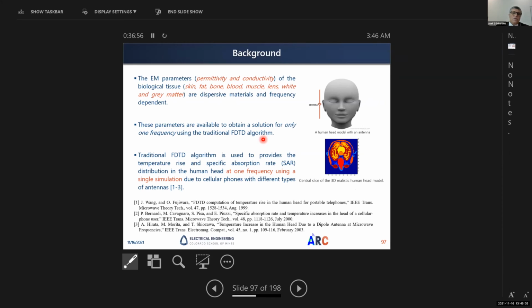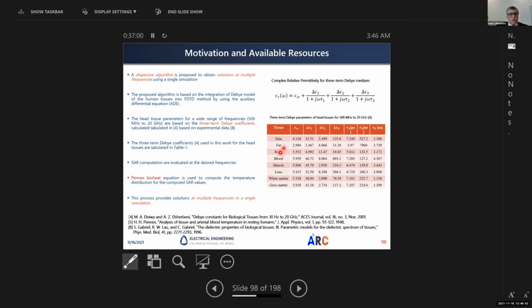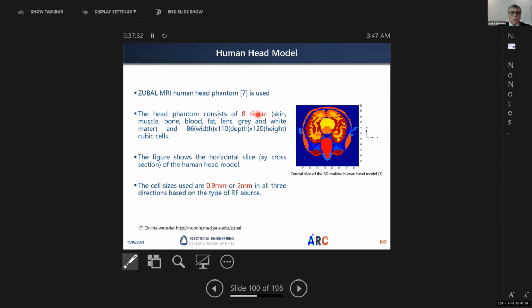And in addition to the electromagnetic simulation, we also use another equation called Bioheat equation, in which we can calculate the specific absorption rate being absorbed in the human head. And from this SAR, we can calculate the temperature inside the human head, and we calculate the temperature rise between a human head exposed to the electromagnetic wave and not exposed to electromagnetic wave. So basically, to do this, we use those 8 tissues.